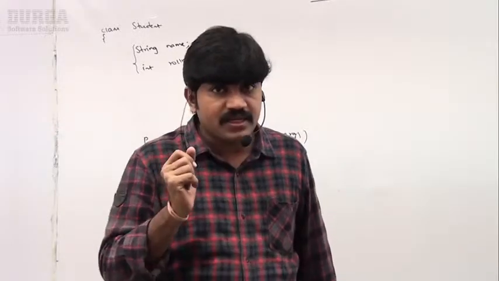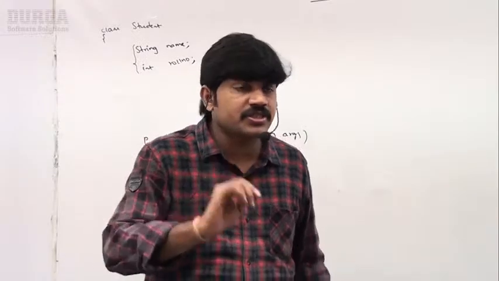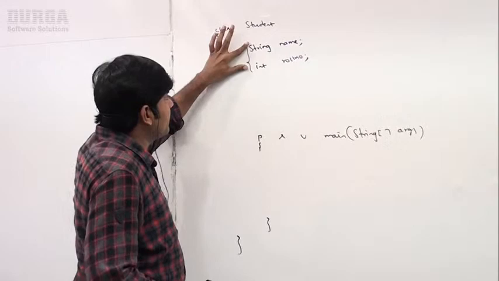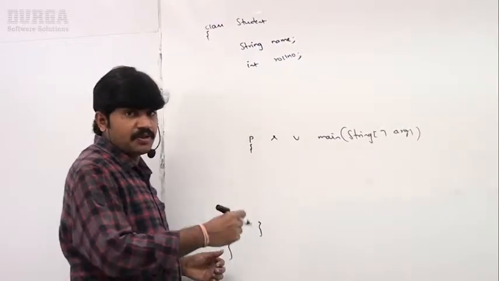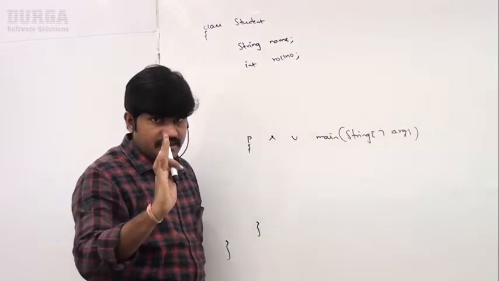Sir, how to declare constructor? How will it perform initialization? How can you pass values? Just observe this one, sir. For the student, how many instance variables are there? Can you please tell? Same example, whatever I took: String name, int roll number, like this, right?